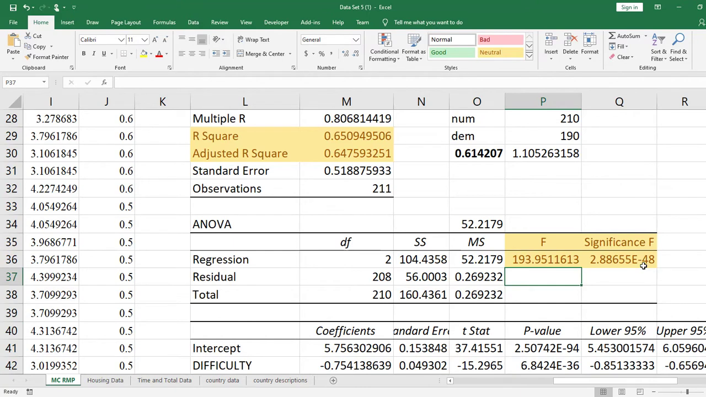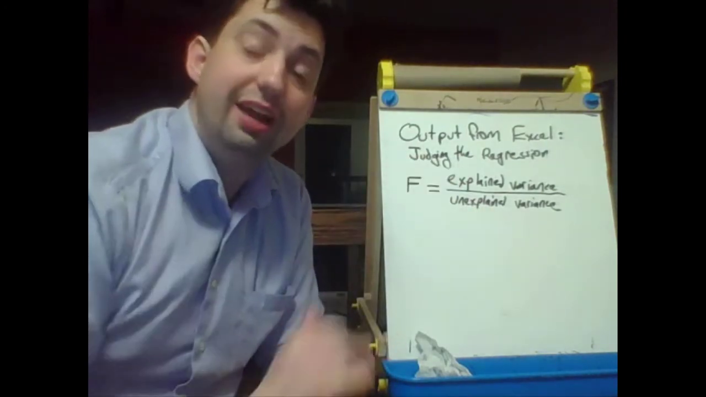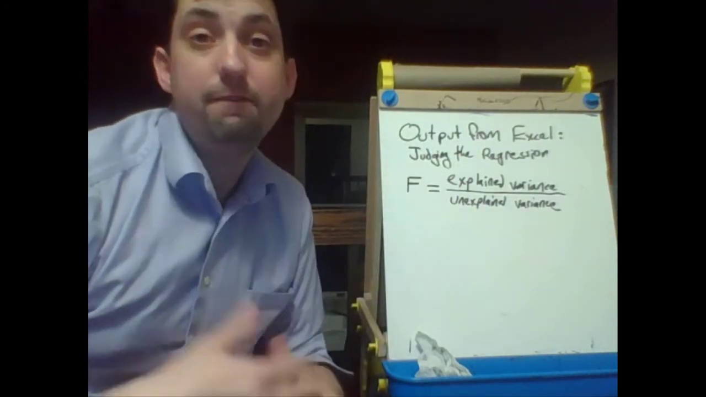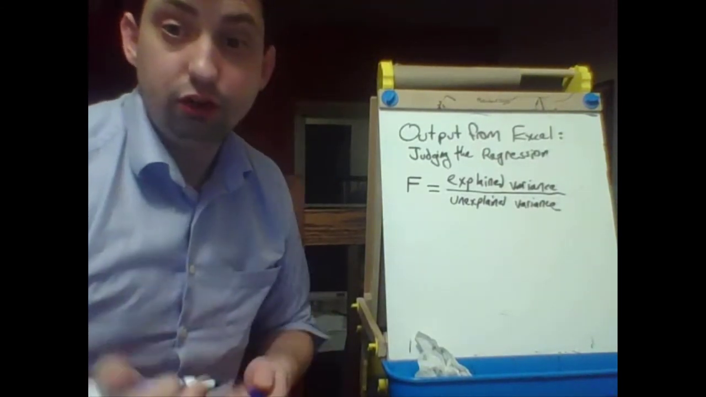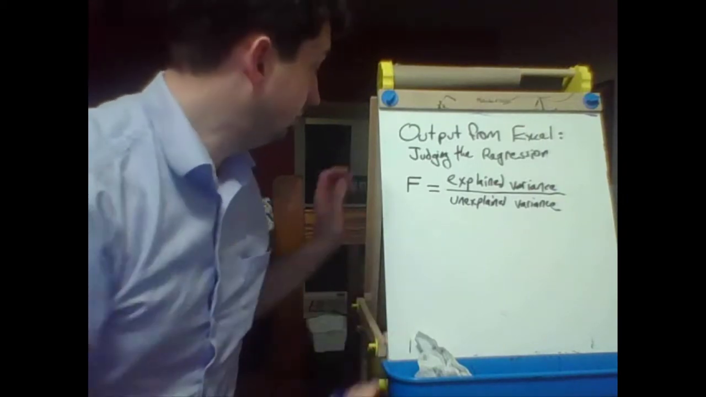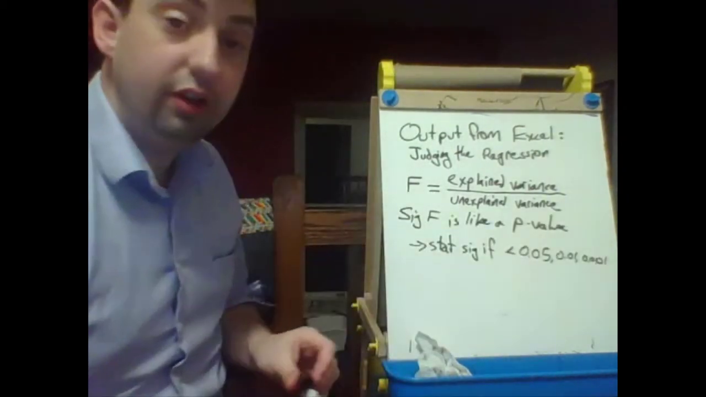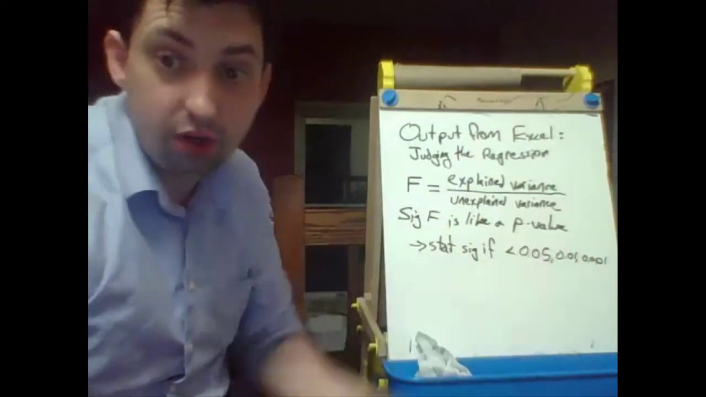And then the F stat is simply the first variance divided by the second. Like t-values, F stats map to a distribution, and like t-values, F stats are a family of distributions depending on degrees of freedom. So our significance F is like a p-value. It is statistically significant if it's less than 0.05 or 0.01 or 0.001.